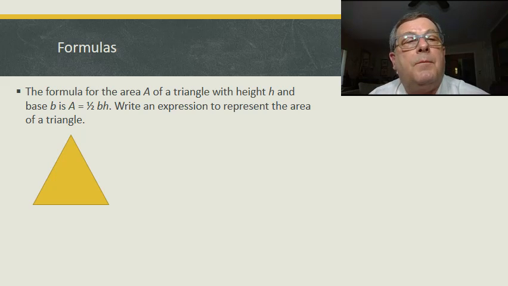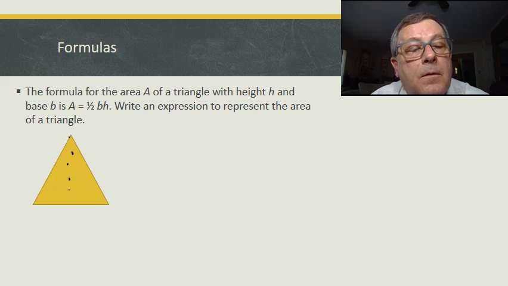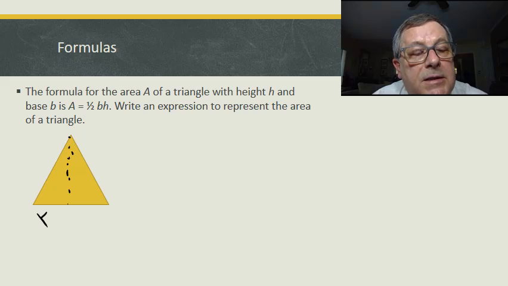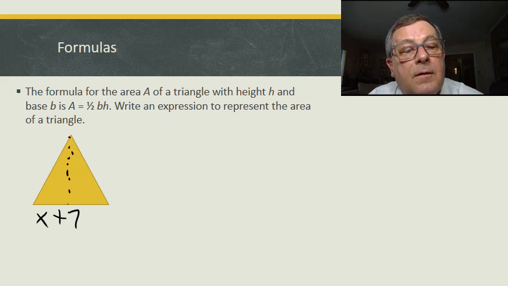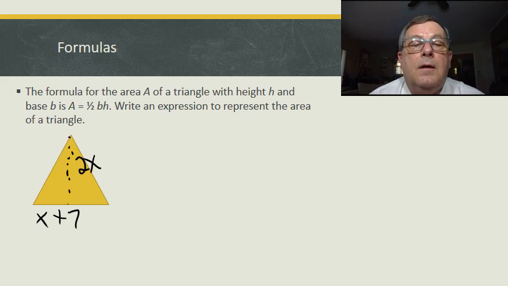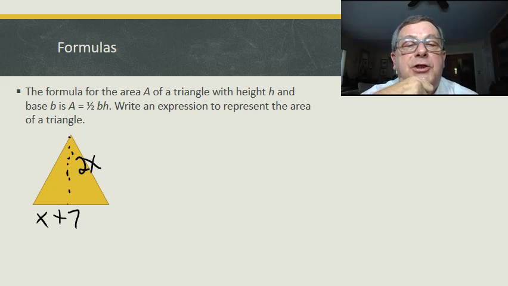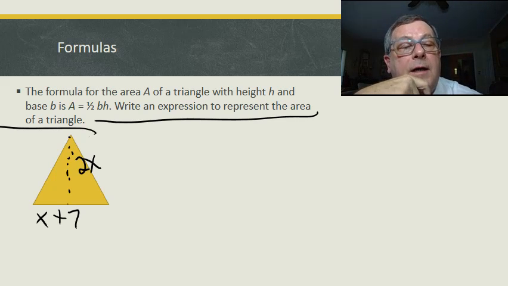Now, let me fill in a couple of things right here. It's pretty sloppy, but it'll work. All right, look at that as a dotted line for our height. Our base is x plus 7. We're given that. And this height is 2x. Now, what are they asking us to do? They're asking us to write an expression to represent the area of this triangle.